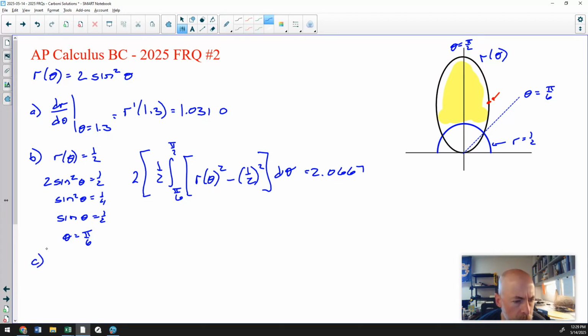Wait, what do we want? We want the angle that corresponds to that. But I'm still looking for the maximum x. And if you want the maximum of anything, you want that thing's derivative to equal 0. So I need x prime of t, or theta, to be 0. And they gave me an expression for x prime. That is really ugly. We have to be careful punching this in the calculator.